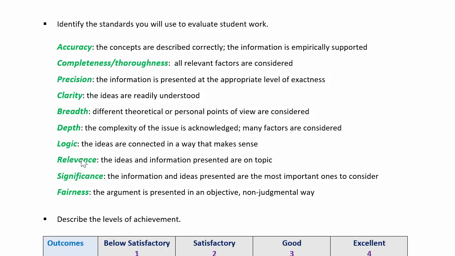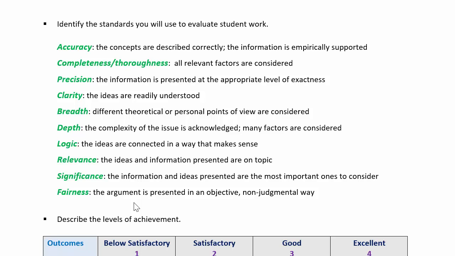Many factors are considered. Logic, the ideas are connected in a way that makes sense. Relevance, the ideas and information presented are on topic. Significance, the information and ideas presented are the most important ones to consider. And fairness, the argument is presented in an objective, non-judgmental way. So these are things we look for.